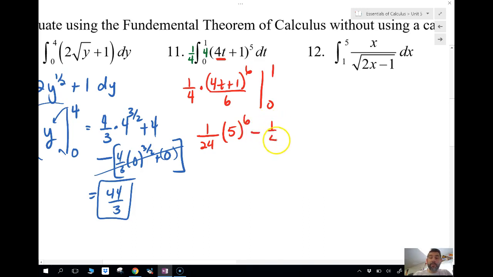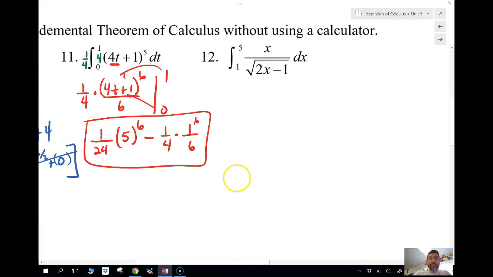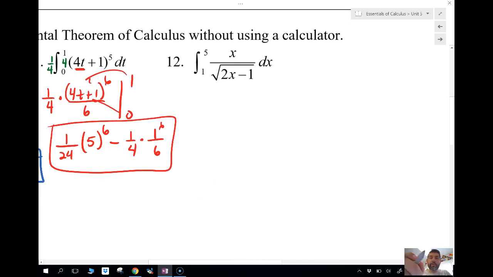Minus 1/24. Remember, I'm going to plug in 1 and then I'm going to plug in 0. So 4 times 0 is 0, which is going to give me 1 to the 6th over 6. All right, I'm just going to leave it like that. 5 to the 6th is a big enough number. I'm just going to leave my answer in terms of that.